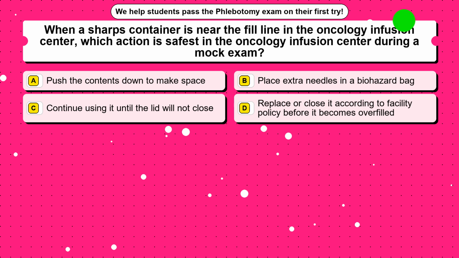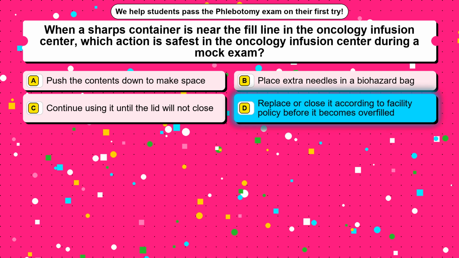Question 20. When a sharps container is near the fill line in the Oncology Infusion Center, which action is safest in the Oncology Infusion Center during a mock exam? Option A. Push the contents down to make space. Option B. Place extra needles in a biohazard bag. Option C. Continue using it until the lid will not close. Option D. Replace or close it according to facility policy before it becomes overfilled.